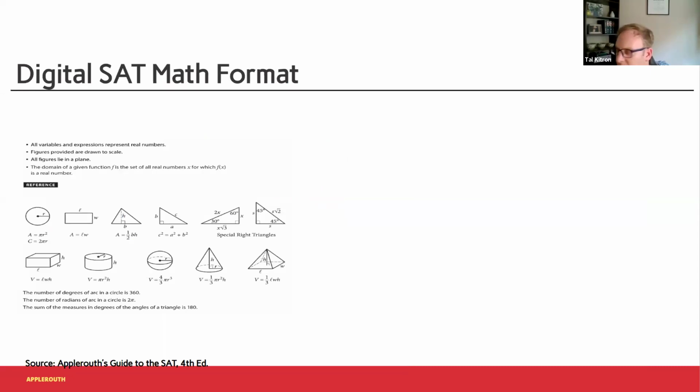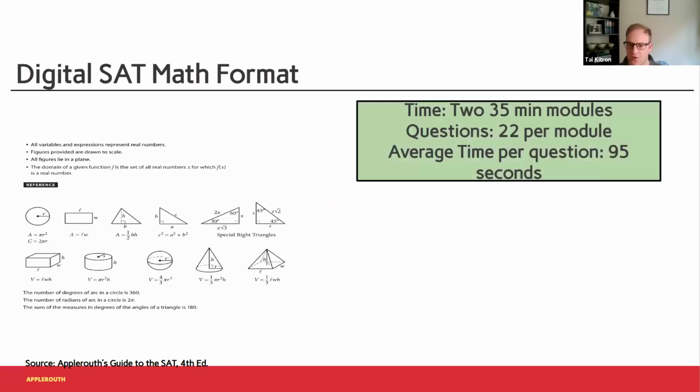All right, so again, we'll talk about English a bit more, but we're about halfway through. I want to talk math for 15 or 20 minutes. So digital SAT math format: 35 minutes, 22 questions. This is always modules 3 and 4. That means we get about 1.5 minutes per question on average, but again, not all questions are created equal.